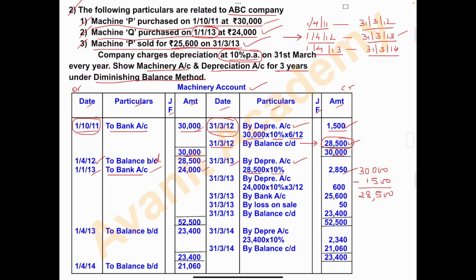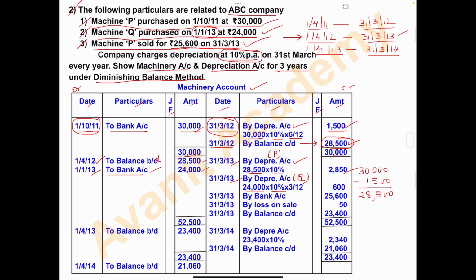Next, calculate depreciation on the new machinery, which is purchased on 1st January 2013. On 1st January 2013 we purchased the new machinery, that is machine Q. Date is 31st March 2013, by depreciation account. This is on P machinery and this is Q machinery. By depreciation account, machine Q value is 24,000. Rate of depreciation same, 10%. So directly we should not do 24,000 into 10%.